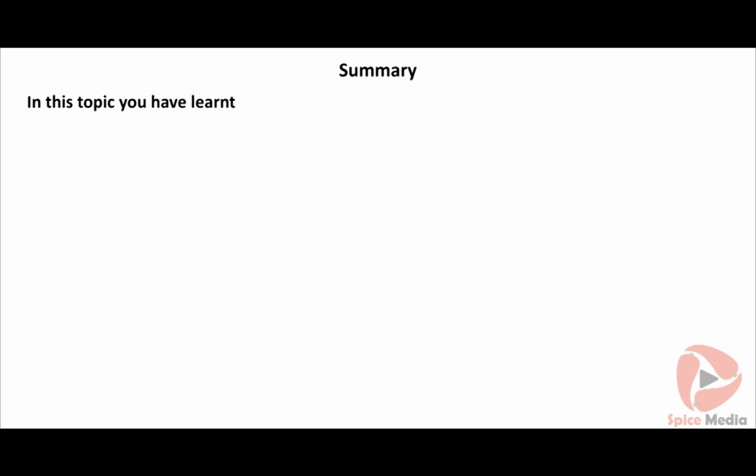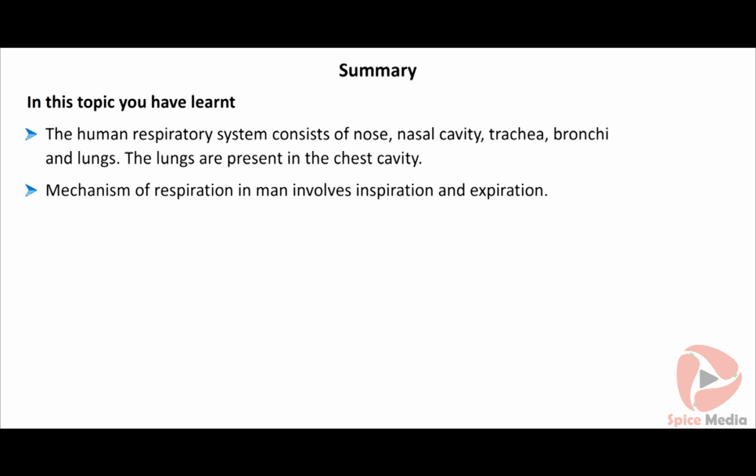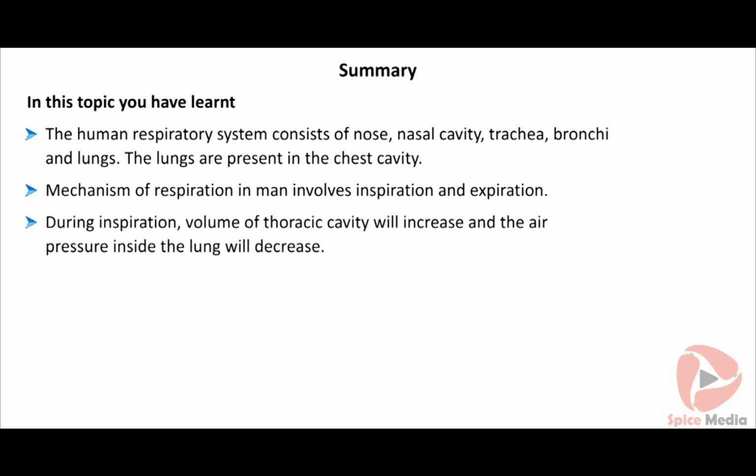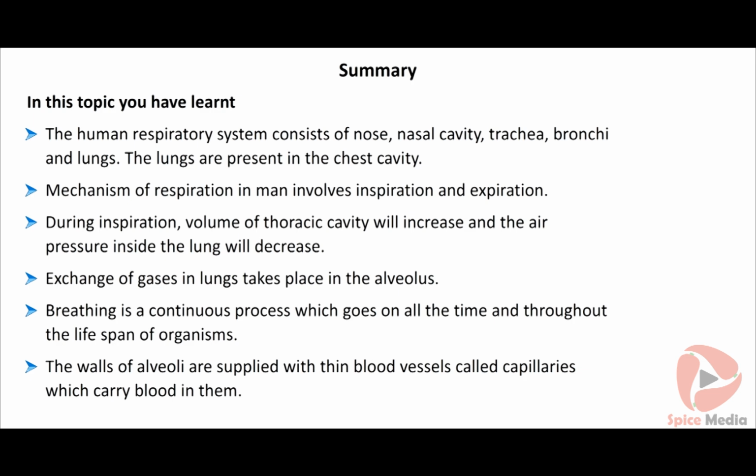In this topic, you have learnt the human respiratory system consists of nose, nasal cavity, trachea, bronchi and lungs. The lungs are present in the chest cavity. Mechanism of respiration in man involves inspiration and expiration. During inspiration, the volume of the thoracic cavity will increase and the air pressure inside the lung will decrease. Exchange of gases in lungs takes place in the alveolus. Breathing is a continuous process which goes on all the time throughout the lifespan of organisms. The walls of alveoli are supplied with thin blood vessels called capillaries which carry blood in them.